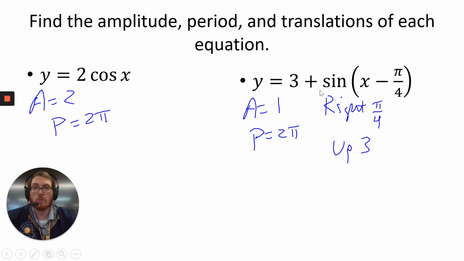This next one, the amplitude is 1. Some students will think that's a 3, but remember that means move the graph up 3, so that moves the equilibrium, so your graph is all shifted upward. The period is still 2 pi because there's no number in front of the x, and then you're moving to the right, pi over 4, because it's negative pi over 4 on the inside, which means when you solve for x, it becomes regular pi over 4, which is always to the right in our coordinate plane.